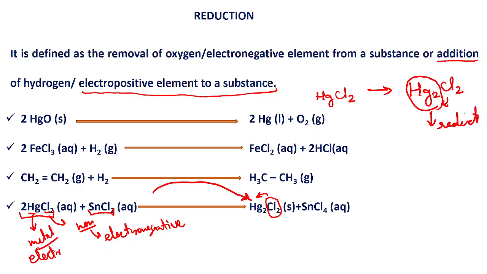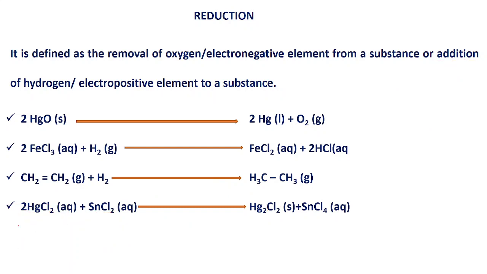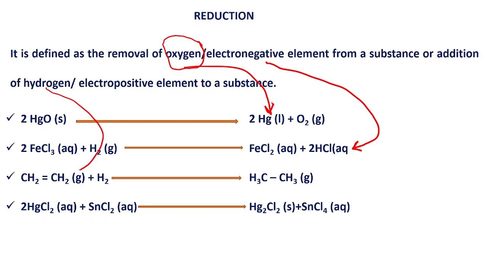So these four examples depict the four conditions which satisfy reduction. Either the removal of oxygen, which is occurring in number 1, or the removal of an electronegative atom, which is occurring in number 2, or the addition of hydrogen, which is occurring in number 3, or the addition of an electropositive element, which is occurring in equation number 4.